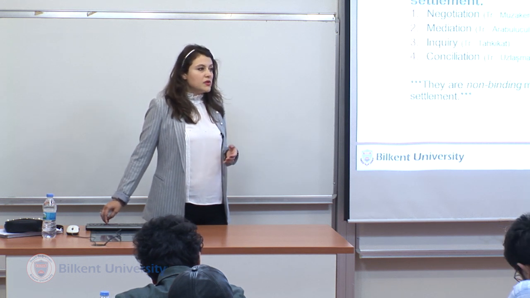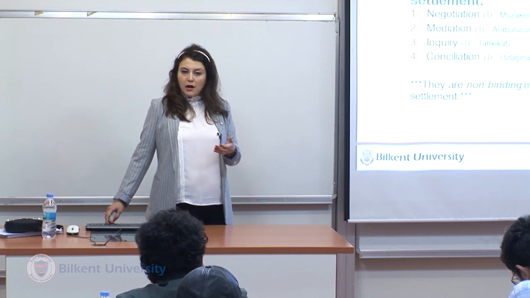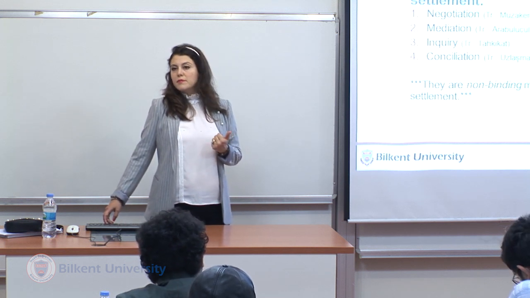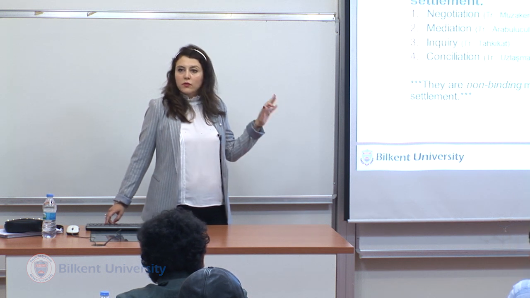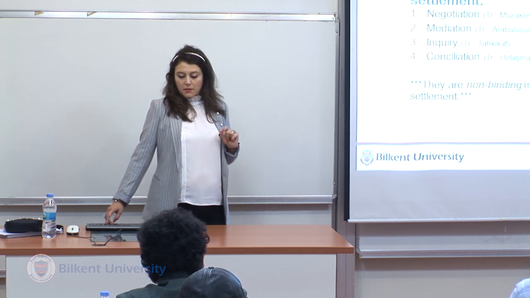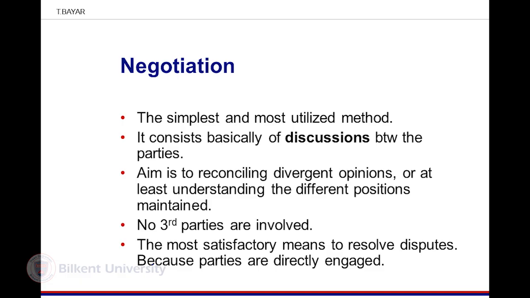But they can reach an agreement. I mean, not a written agreement, but they can find common denominators. But later, the parties can change their minds. And that's completely okay, because those methods are non-binding methods of dispute settlement. So negotiation is the most basic one, easiest one.